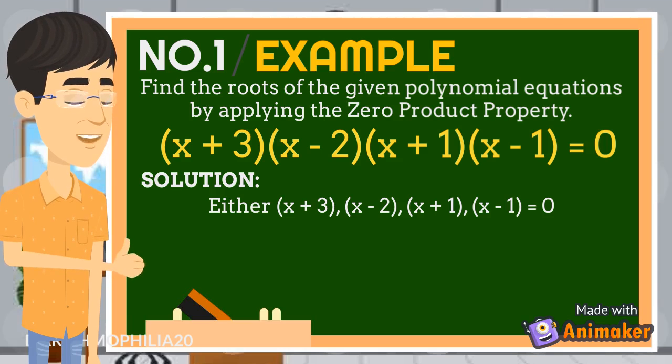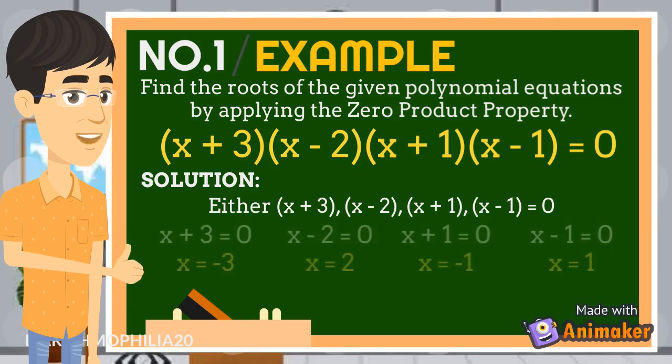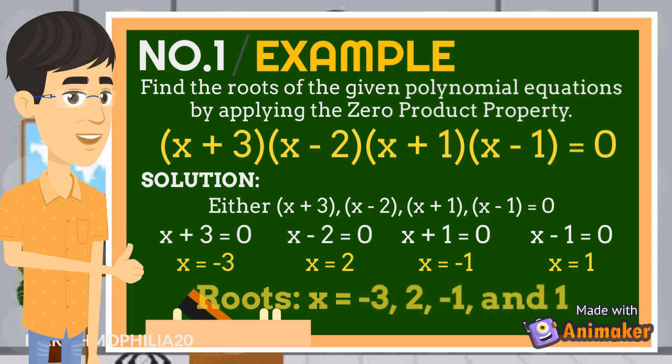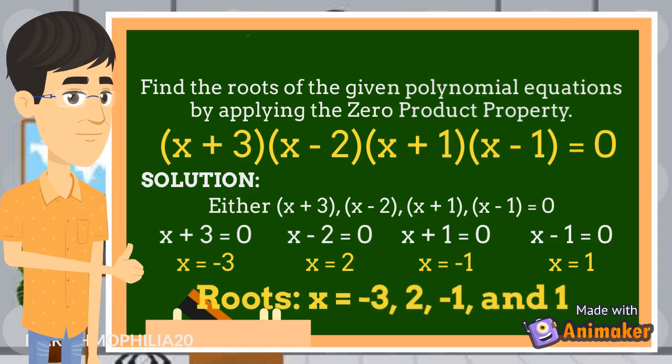To get the roots of this polynomial equation, for x + 3 = 0, we will transpose the 3 to the other side, which will give us x = -3. In the same way, we solve x - 2 = 0, x + 1 = 0, and x - 1 = 0. So, the roots are -3, 2, -1, and 1. Is it understood? I hope you got everything clearly.